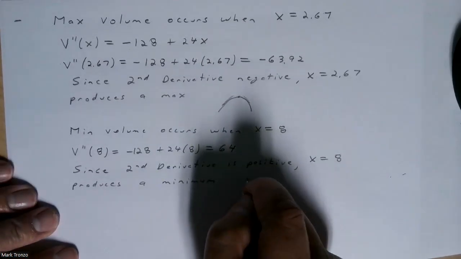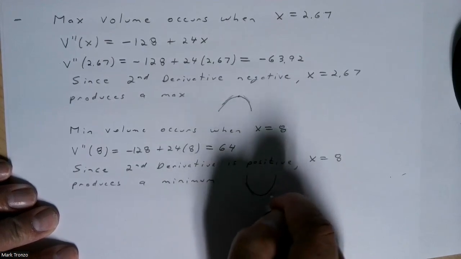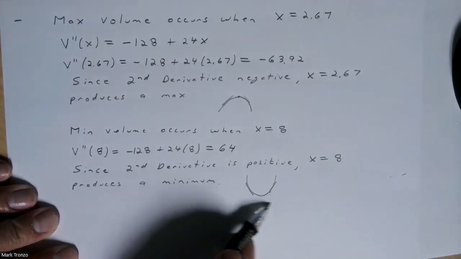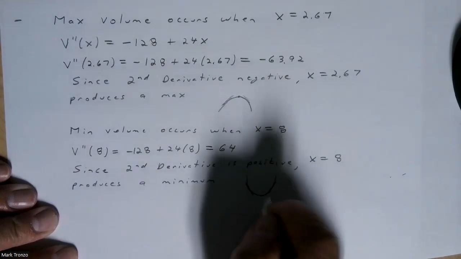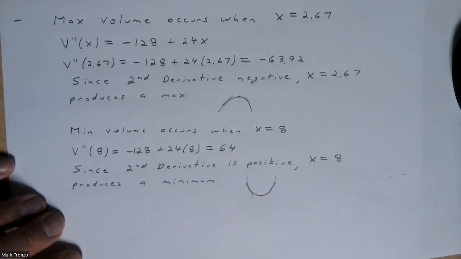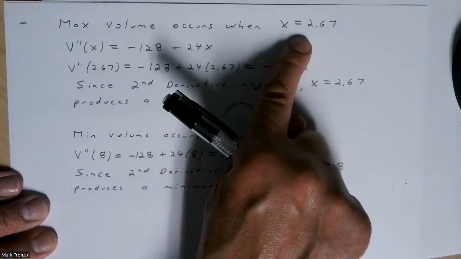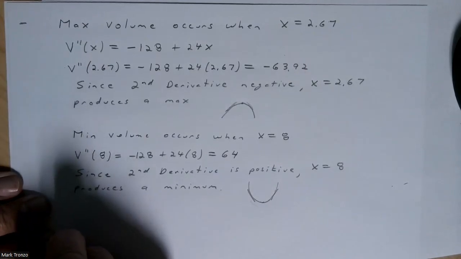I guess in other words, we're coming down like this. We're changing from a negative slope to a positive slope. That's what's indicated by the second derivative being positive. So that's going to give us a minimum. So in case the maximum volume occurs when x equal 2.67. So the question is, what is that maximum volume?